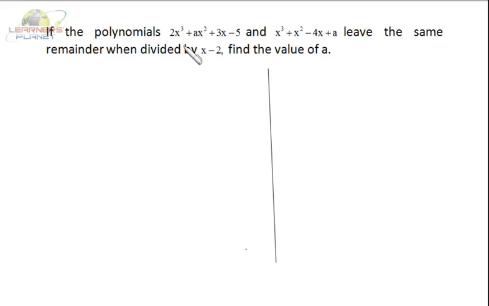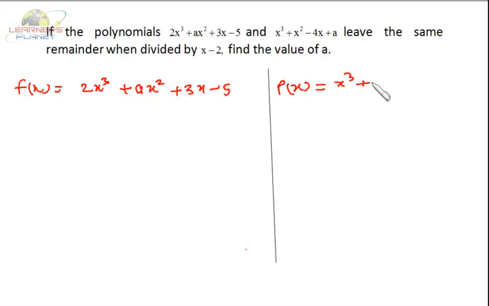If the polynomials this and this leave the same remainder when divided by x minus 2, find the value of a. A very simple application of remainder theorem. Since we are already clear with the remainder theorem, I'll be solving the problem directly. Now I assume this polynomial to be f(x). So let's write it over here. f(x) is 2x cube plus ax square plus 3x minus 5, and this polynomial to be p(x). So it's x cube plus x square minus 4x plus a. Now this is g(x).